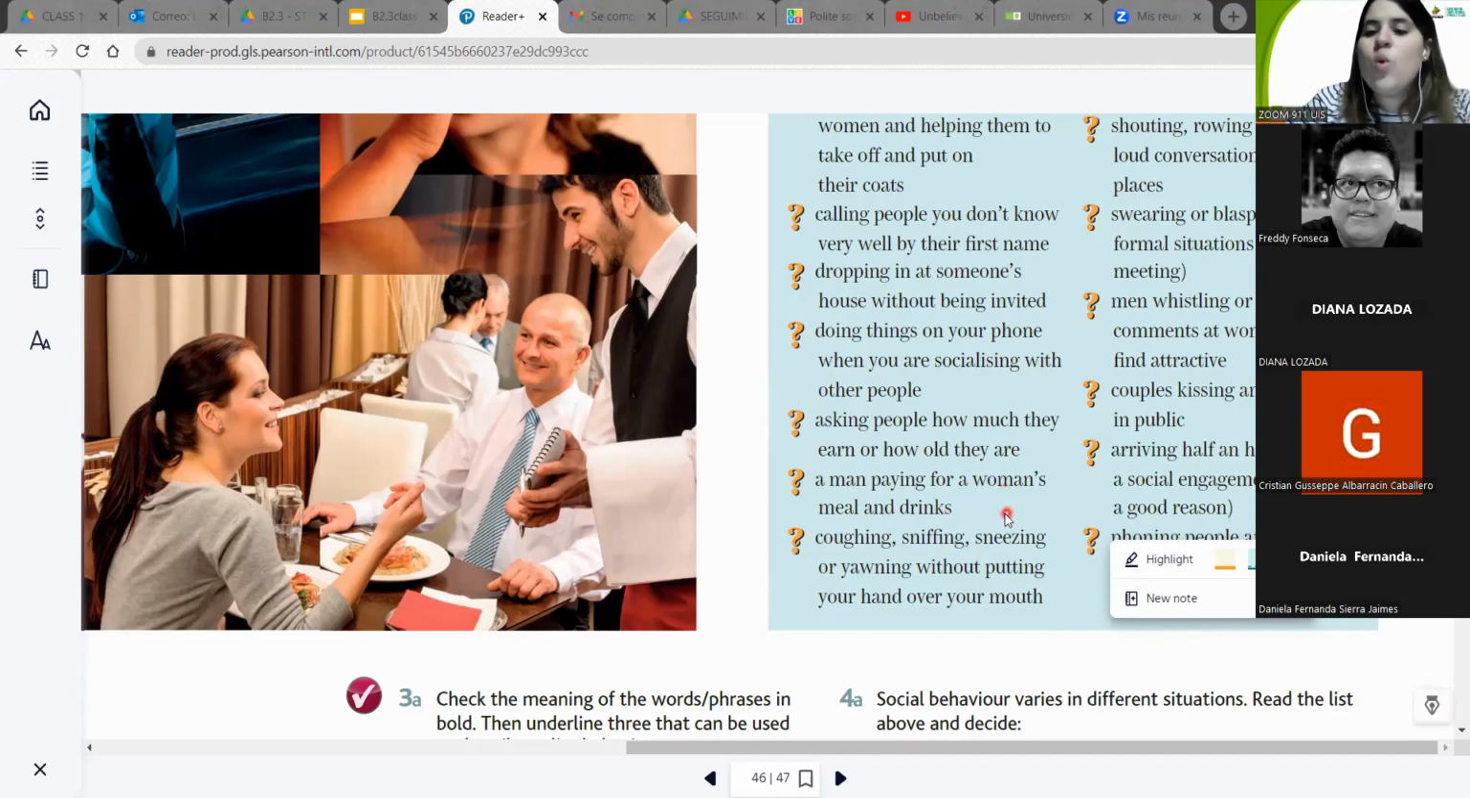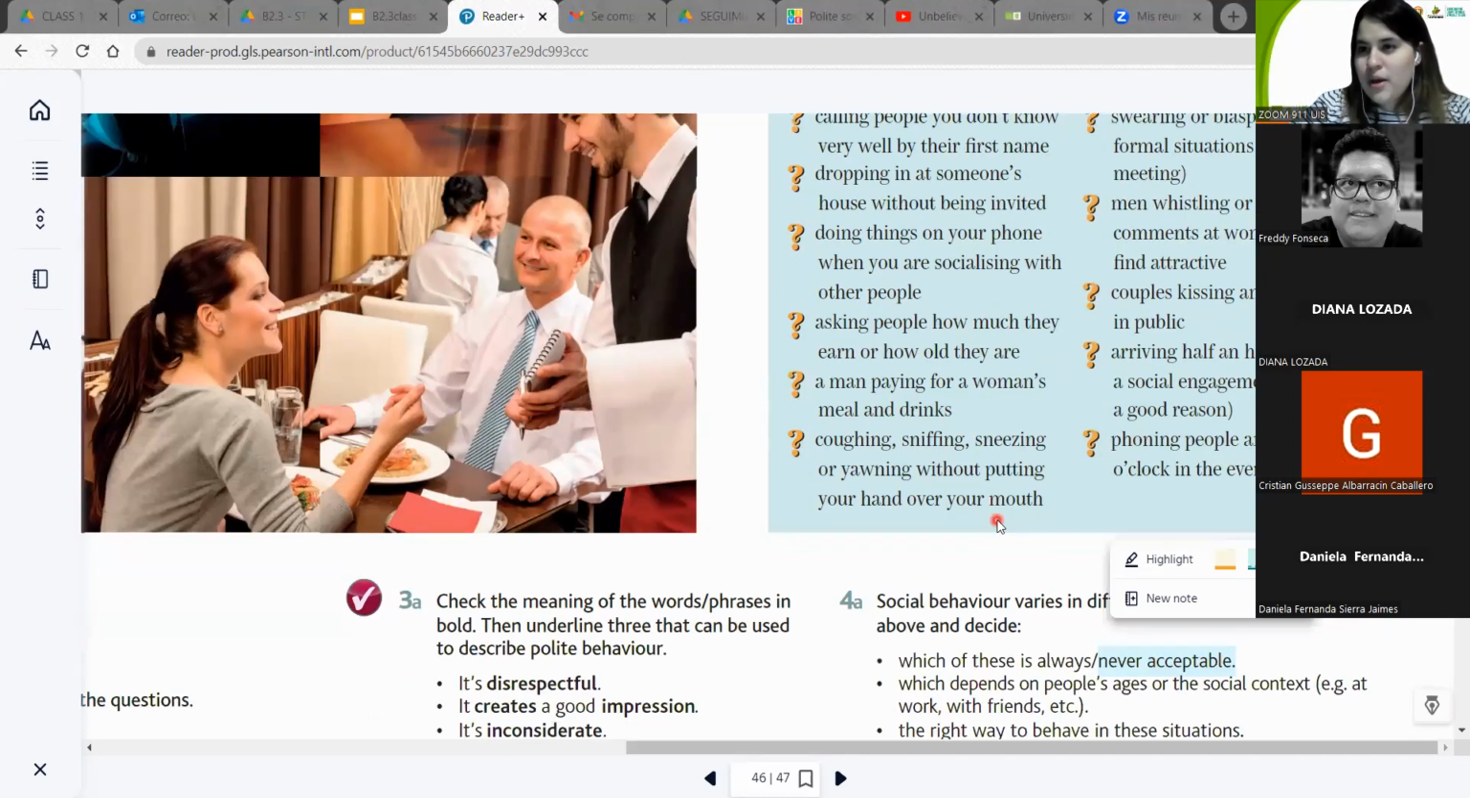A man paying for a woman's meal and drink, what do you think about this one? Always, never acceptable, or depends? It is acceptable. Don't lose the good behavior. Yes, it depends.